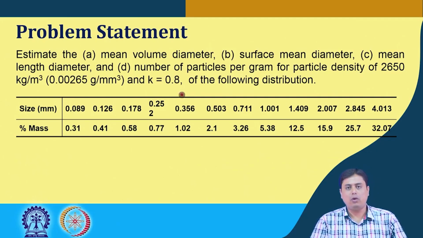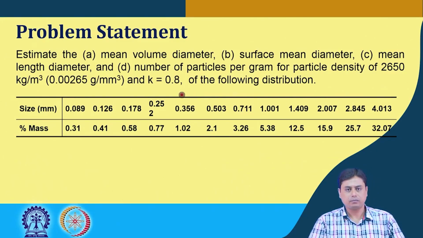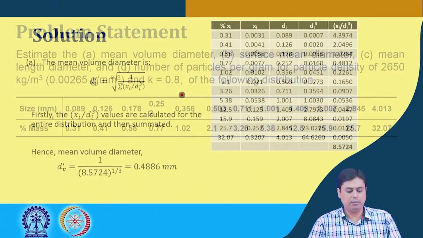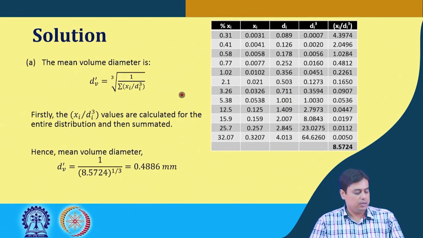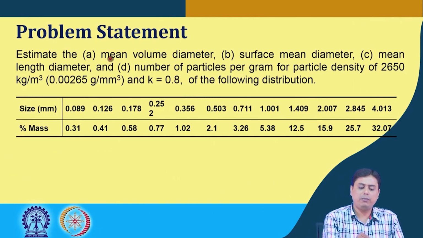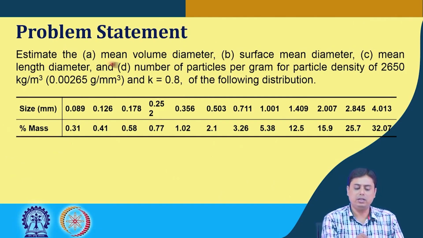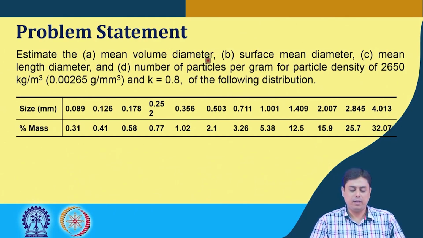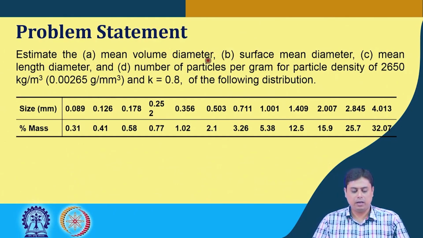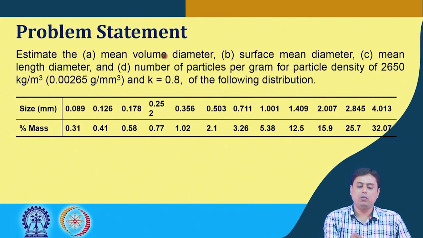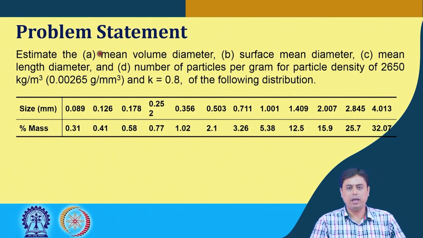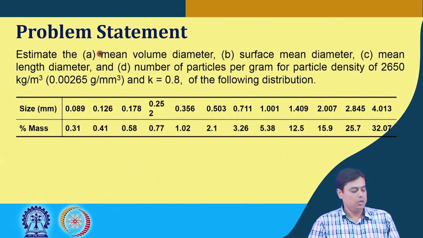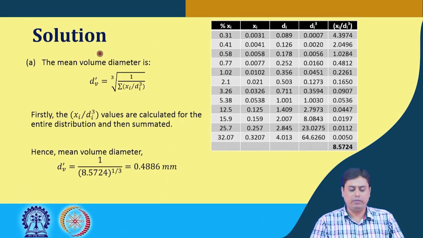Okay. So how do we solve this problem? Similar to the previous example, first of all we have to note what is required. The first thing is the mean volume diameter. Again let me re-emphasize that where the word mean is written is important. It is the mean volume diameter, which is different from the volume mean diameter. Accordingly we pick our definition.